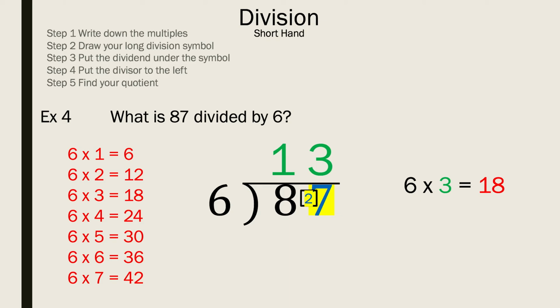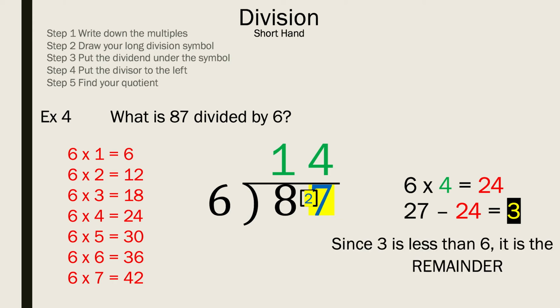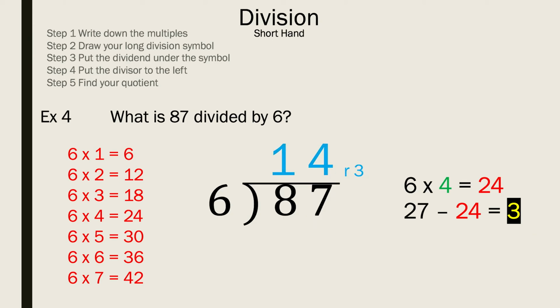But before, if you didn't realize that was the case and you guessed 3, let's see what happens. 6 times 3 is 18. 27 minus 18 is 9. So 9 is bigger than 6. No big deal. That means you just have to take another guess. As we know, it has to be 4. So 6 times 4 is 24. So 27 minus 24 is 3. And since 3 is less than 6, it is the remainder. And there we go. And your final answer is 14, remainder 3.